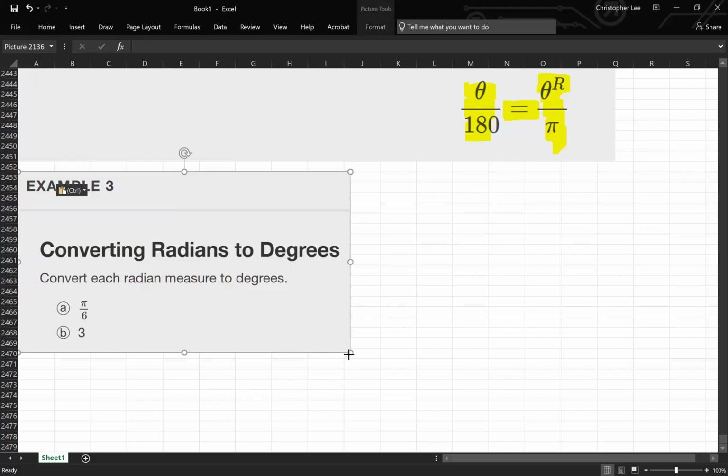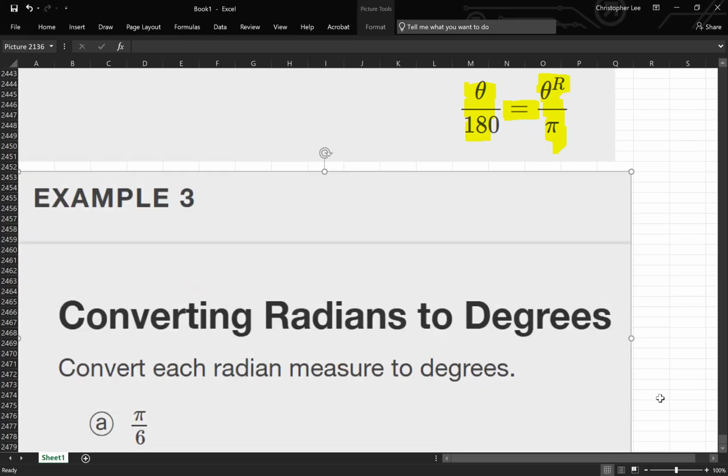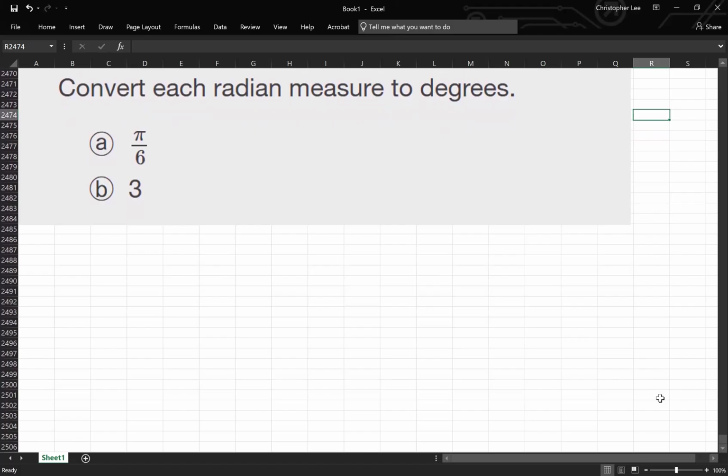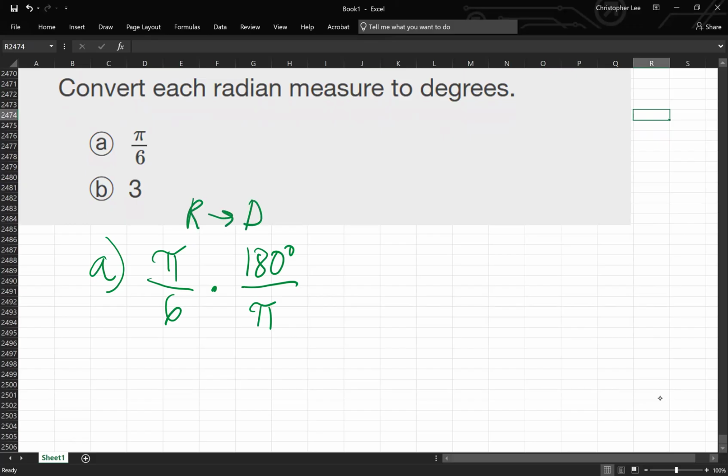No, from radian to degrees. So now we want to convert these radian measures into degrees. Let's look at A. A is pi over 6. All you have to do is multiply this by 180 degrees divided by pi. That's how you go from radian to degrees, right? So when you multiply straight across, these cancel out.